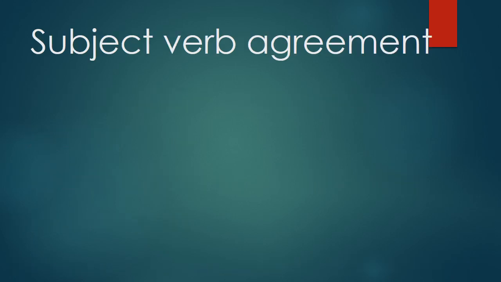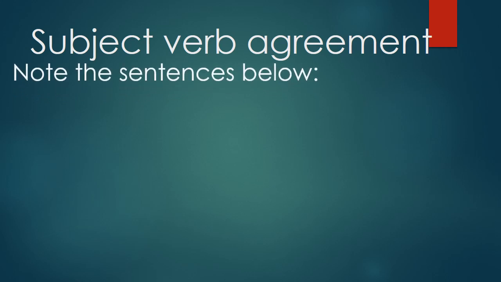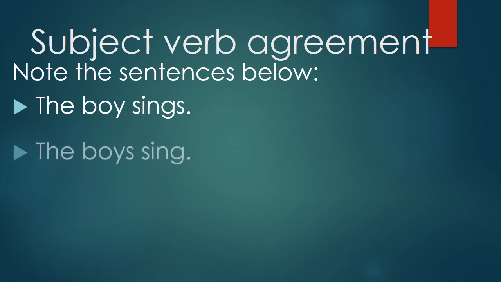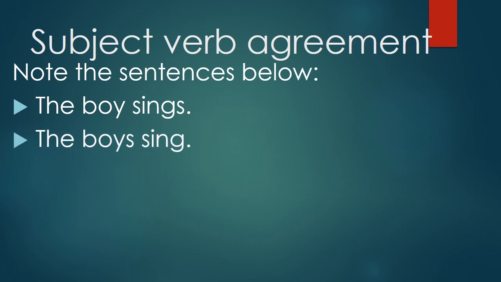Let's begin. Subject verb agreement. Note the following sentences below. The boy sings. The boys sing. Note that when the subject is third person singular, there we have used s or es with the verb. But when the subject became third person plural, we just used verb first form. So, in subject verb agreement, verb must agree with the subject used in the sentence.